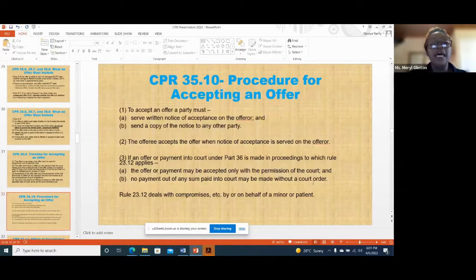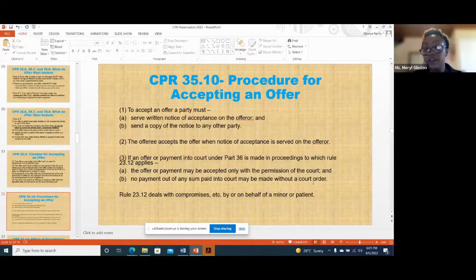At 3510, we deal with the procedure for accepting an offer. In order to accept an offer, acceptance must be by a written notice of acceptance, and it is deemed to be accepted when it is served on the offering party. A copy of that notice of acceptance must also be sent to all other parties.